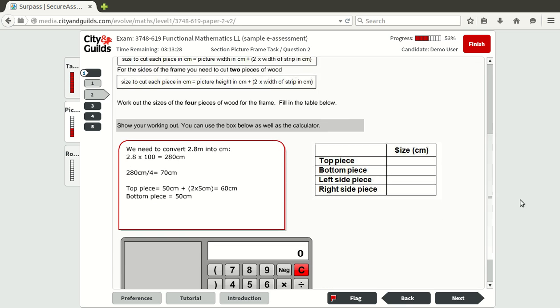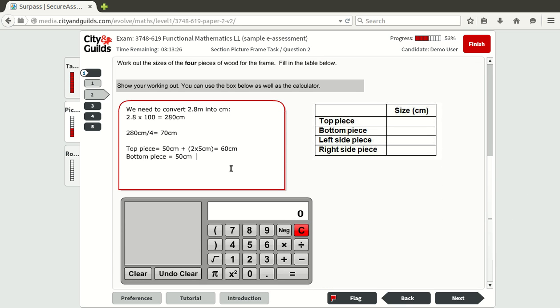So we need to go back here and do what we did just a while ago. So it's plus again 2 times 5 centimeters. That is equal to 60 centimeters. So our top piece would be 60 centimeters. Our top and bottom, yes, would be 60 as well. Now please, there's no need to write cm because the cm is already shown here. So just put the number 60 and 60.